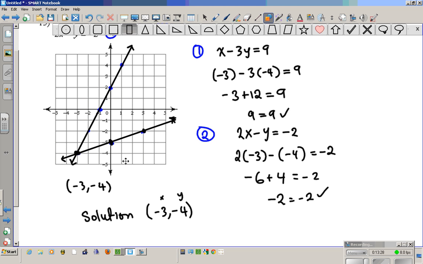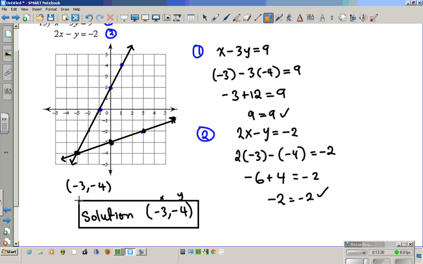Okay? So that's how you do a problem like this. I need you to do a check for all the problems you solve by graphing. Alright, so we're going to go ahead and start on the first part of the classwork.